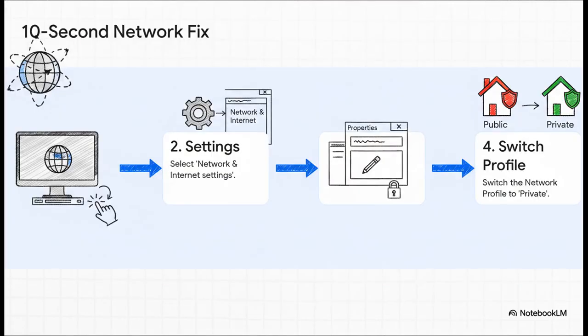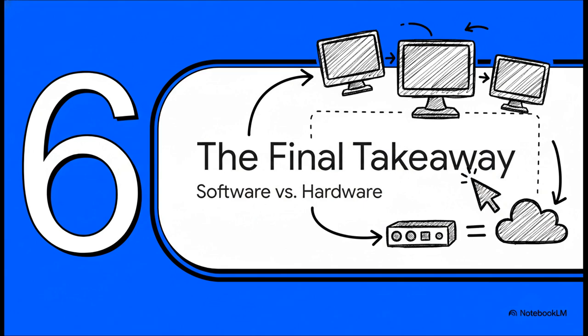And speaking of day-to-day use, here's a quick little pro tip for you. Sometimes Windows might accidentally classify your home network as public, which can block the connection. But the fix is super easy and literally takes 10 seconds. Just follow these 4 quick steps to switch your network profile back to private, and you'll have a totally smooth, frustration-free setup. So let's bring this all home.